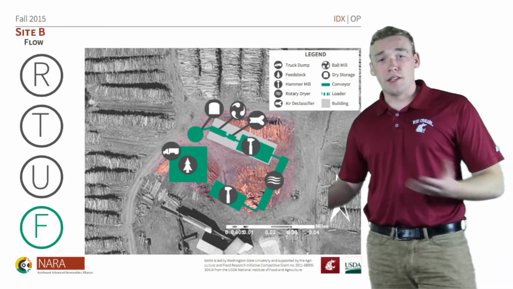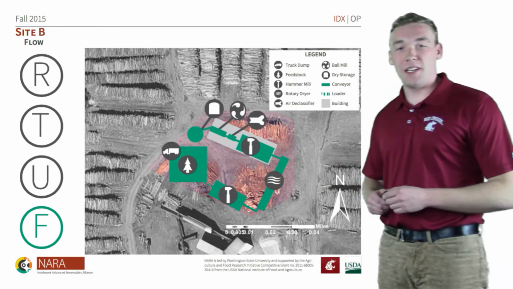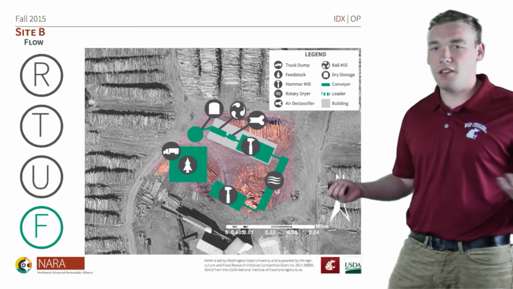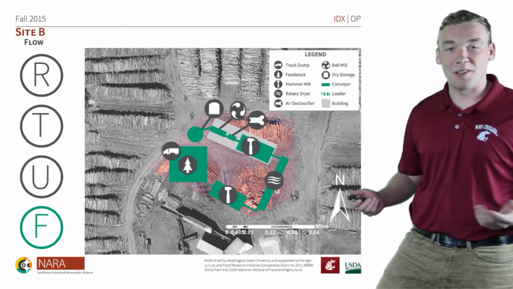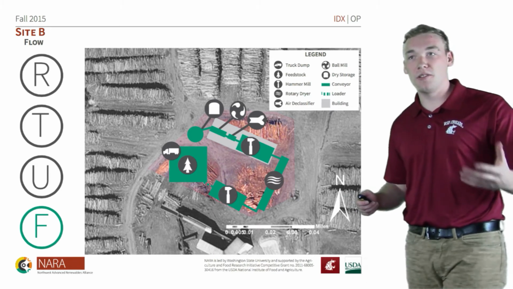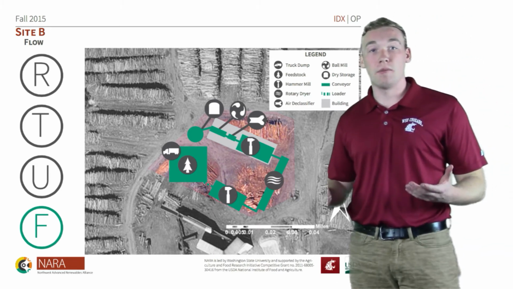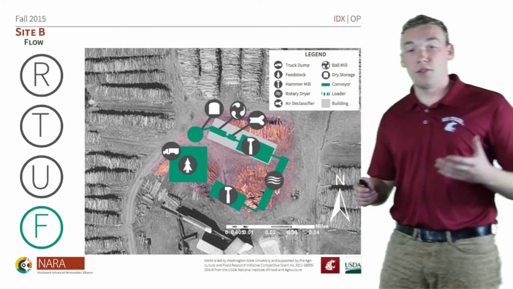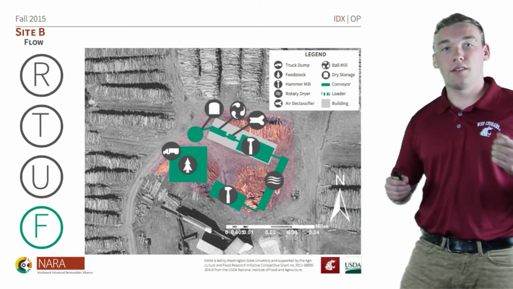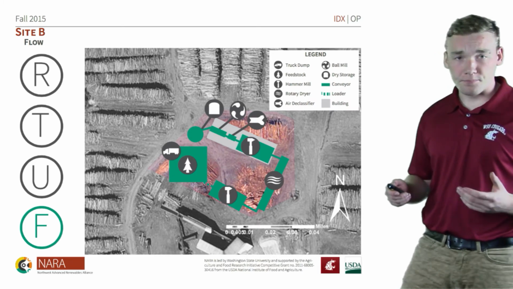So here is the proposed flow for the actual site. There's not really a lot that's different in this one from the last one. The only thing that we should note is that we've decided to keep the dry storage and the truck dump very close to each other so that there would only be one place that traffic might be held up.